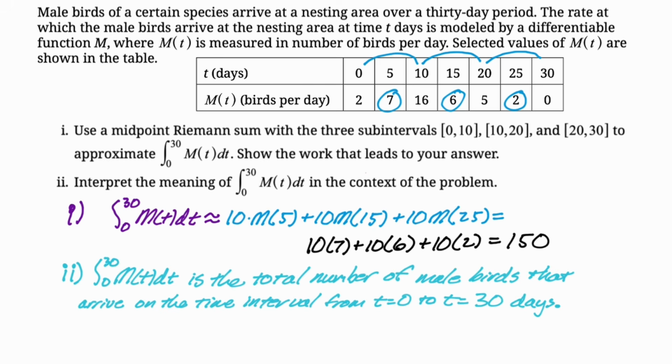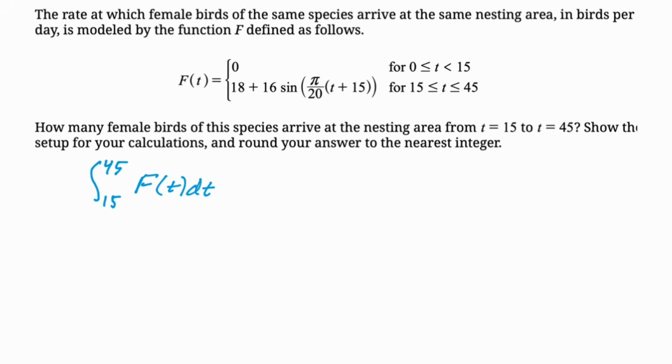Let's take a look at the next part, which is going to be about female birds. The rate at which female birds of the same species arrive at the same nesting area in birds per day is modeled by the function f defined as follows. They don't show up at all between 0 and 15, so the rate of change is 0. Then they show up sinusoidally between 15 and 45. This is a calculator problem, so it doesn't really matter what that function is. We're just going to define it on our calculator.